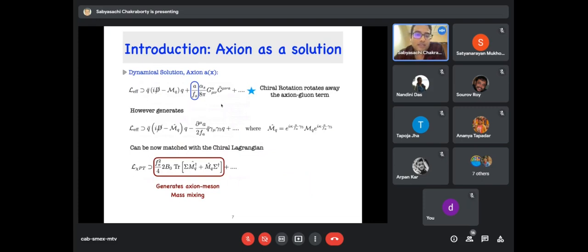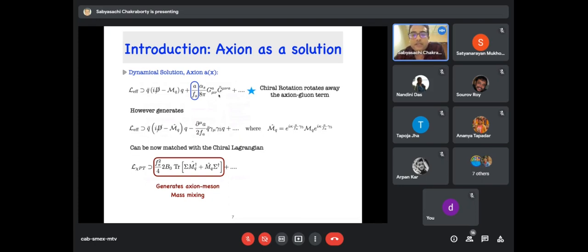But once this G G dual term is rotated away by the chiral rotation, that's not the end of the story. The axion also couples to quarks. The kinetic term does not change, but the mass term changes because it's a chiral rotation. Q bar will give an exponential factor, Q will give an exponential factor, and the quark mass matrix essentially becomes m hat, where m hat is this times the quark mass matrix, and the axion is over here.